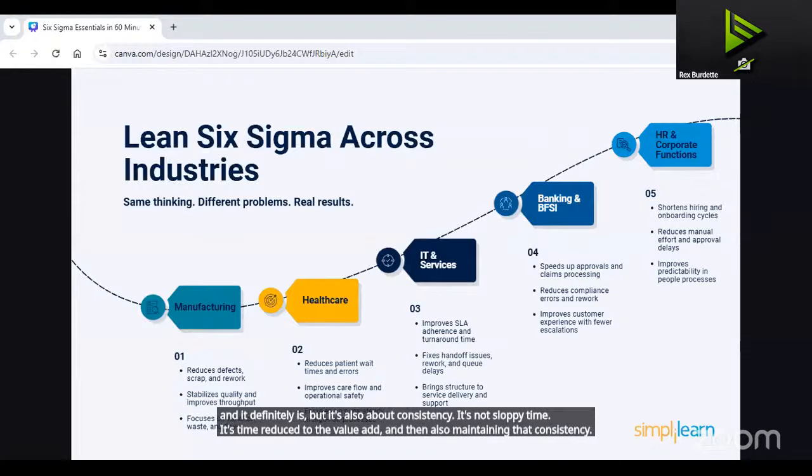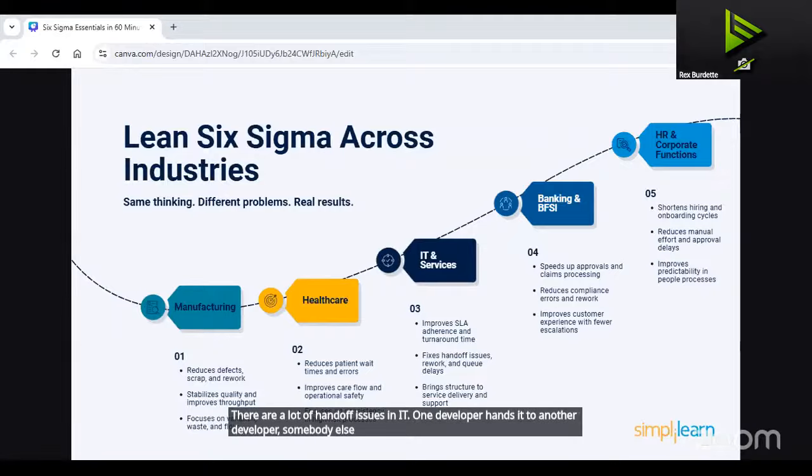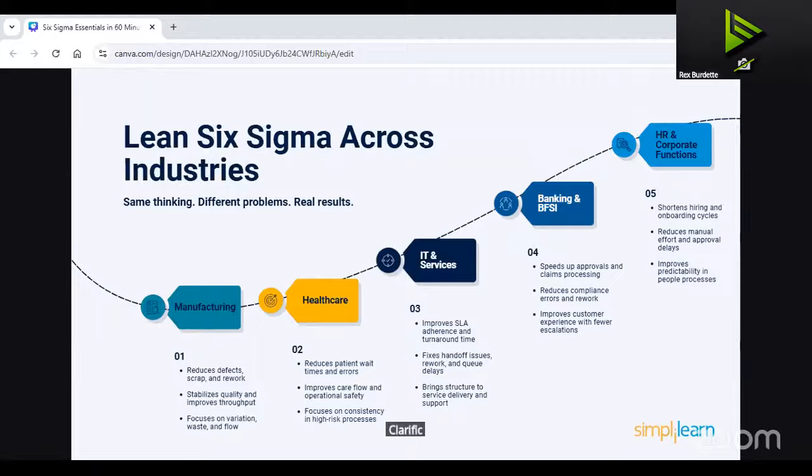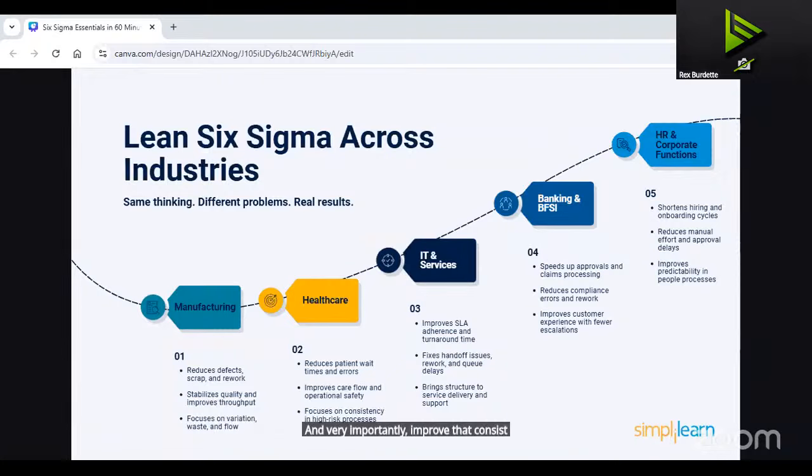There are a lot of handoff issues in IT. One developer hands it to another developer, somebody else inherits somebody's spaghetti code. They spend a lot of time trying to figure it out. They go back to the original requester to request clarifications on definitions and what it is they really want. There are a lot of handoffs in IT. So putting that structure to support that delivery and increase that speed, and very importantly, improve that consistency, so you don't have to do rework.